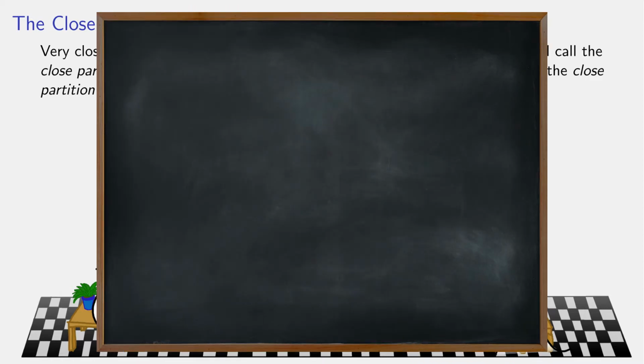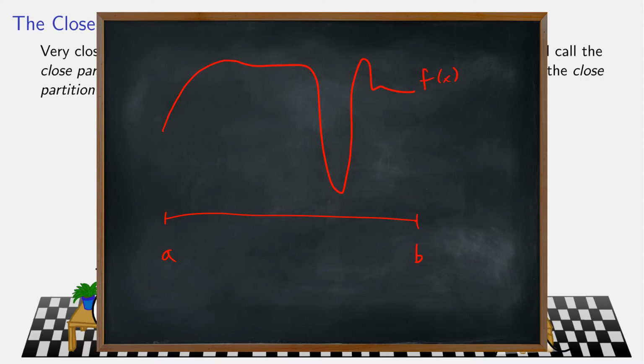So if I draw from an interval a to b, okay, let's draw a function that has some relatively flat parts, but also some very steep parts. Okay, so here's my function f of x. Let's say I want epsilon to be fairly small. Okay, so I want the upper and lower sums to be very close to one another.